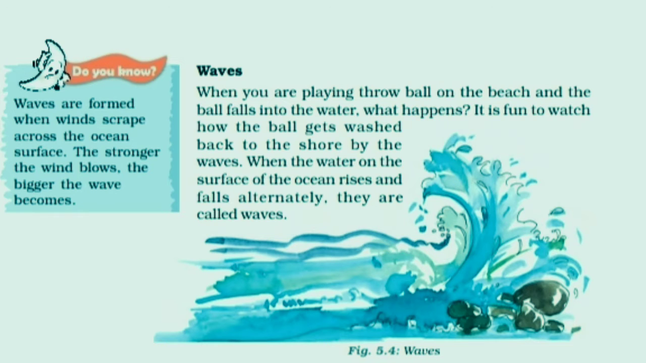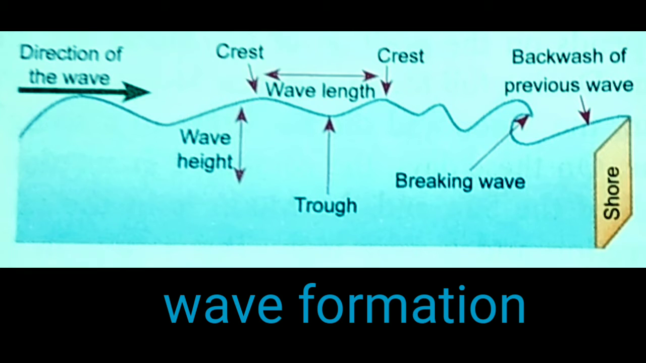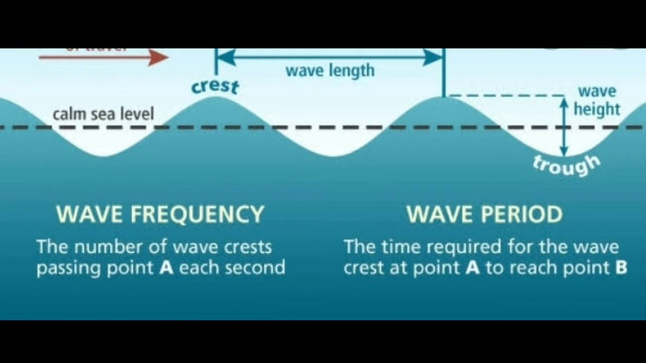Waves. Wind blowing on the surface of the ocean water causes it to rise and fall alternately. This pattern of rising and falling water is called waves. The highest point of a wave is called crest and the lowest point is called trough. The horizontal distance between two crests is called wavelength and the vertical distance between a crest and a trough is called wave height.